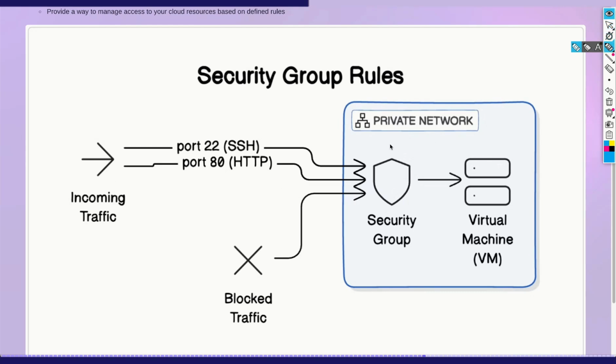So here's an example. You have your security group in your private network, and then you have your incoming traffic here and your block traffic here. Your incoming traffic is allowed, and your block traffic is something that you have blocked. So it can be a certain range of IP addresses. You're blocking a certain port into your VM. That's simply how it works, all right?